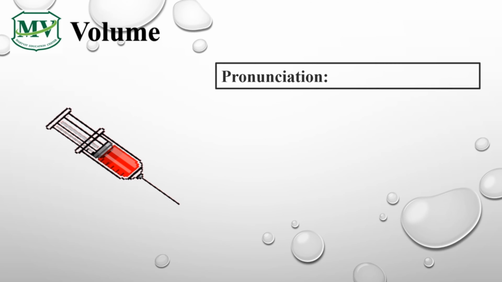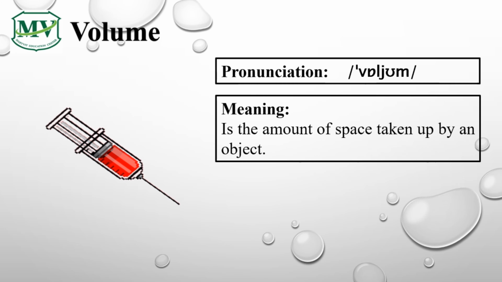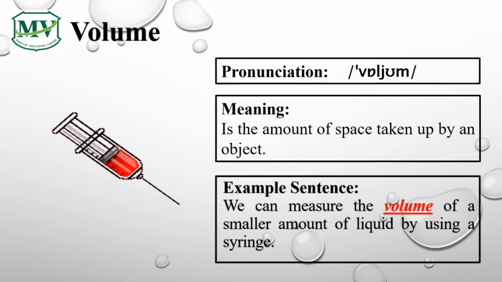Volume. How do you pronounce the word? Good job. Volume is the amount of space taken up by an object. Example sentence: We can measure the volume of a smaller amount of liquid by using a syringe.